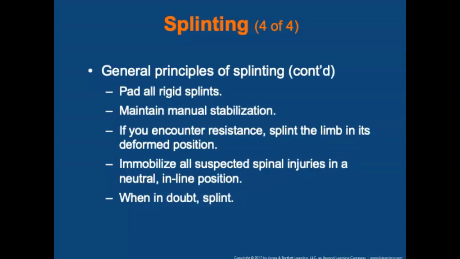Pad all rigid splints to prevent local pressure and discomfort to the patient. While applying the splint, maintain manual stabilization to prevent movement of the limb and support the injured site. If the fracture of the long bone shaft has resulted in severe deformity, use constant gentle manual traction to align the limb so that it can be splinted. If you encounter resistance to the limb alignment, splint the limb in its deformed position.